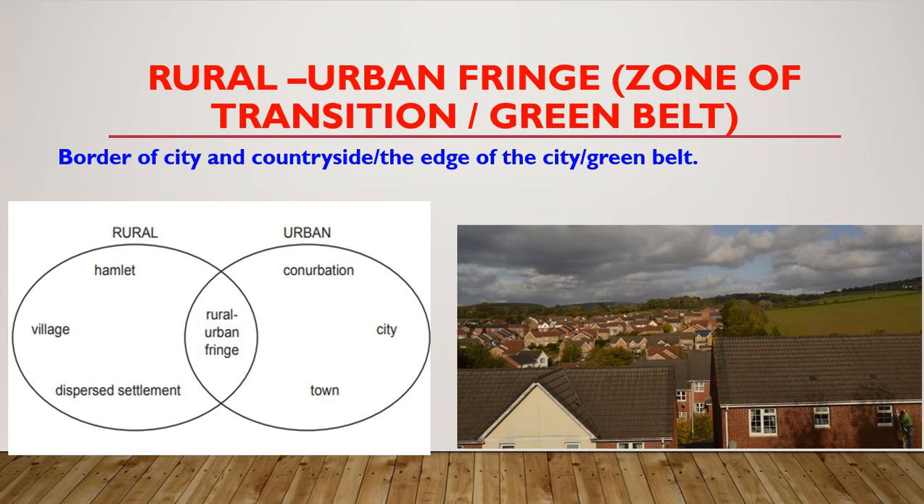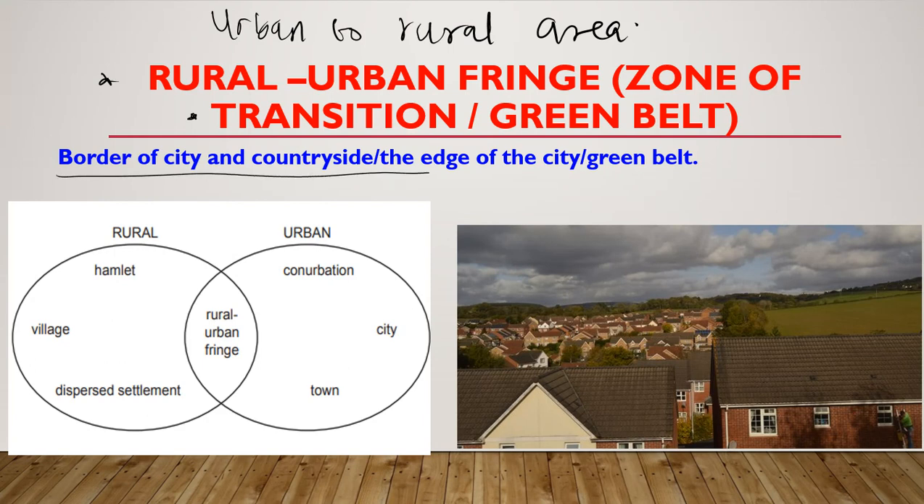Now, a rural urban fringe is also known as the zone of transition, where you move from an urban area to a rural area. If you look at this diagram here, it's the border of a city and the countryside. If you are asked in an exam, what is a rural urban fringe? It's the border of a city and the countryside. Now, if you look, this is the countryside, while this is the city.